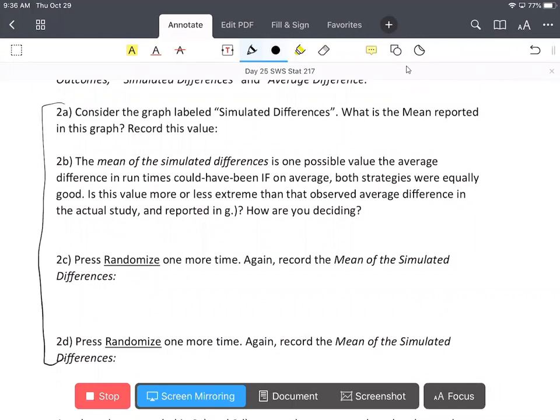Here, I suggest working on this yourself. Run through it, make sure you understand it. But when we look at the simulated differences, what was the mean reported? Do we expect the mean of the simulated differences is one possible value? So the average difference in runtimes could have been if on average both strategies were equally good. Is the value less or more extreme than that observed average difference in the actual study, the reported 0.075? And how are you deciding? Well, you would decide by looking at the graph, because remember, we're looking for differences more extreme than 0.075.